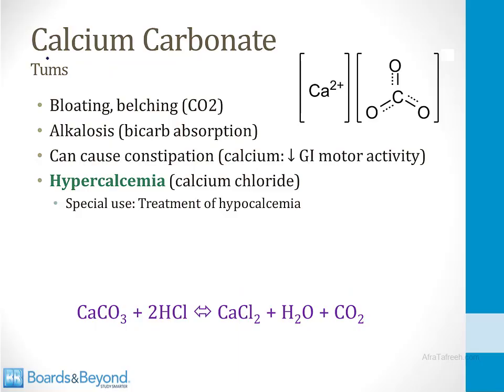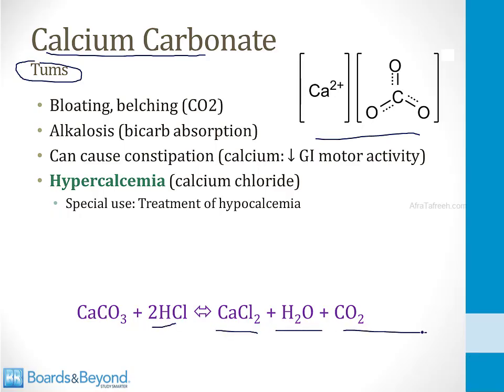The next antacid is calcium carbonate, which you may know by one of its trade names, which is Tums. This is the chemical structure of calcium carbonate on the screen here. It reacts with hydrochloric acid to form calcium chloride and water and carbon dioxide. So once again, just like with sodium bicarbonate, you can get bloating and belching from the carbon dioxide that's formed in the stomach. You can also potentially get an alkalosis if that carbon dioxide is absorbed and converted into bicarb.